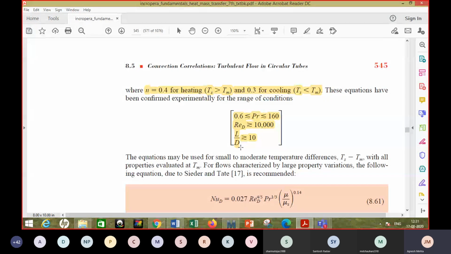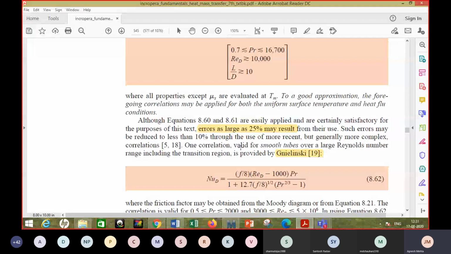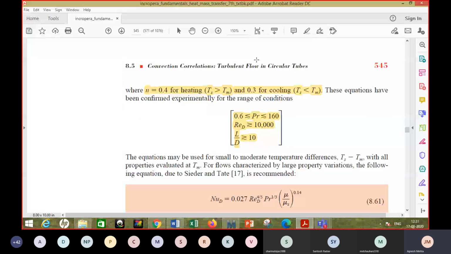There are other correlations also, and in some cases, particularly when your Reynolds number is not very high, here it is given that it should be more than 10,000. If it is somewhere between 2,300 and 10,000, in case you are interested in quick calculation, and if you find this formula to be simple, you may still use the Dittus-Boelter correlation, but then the result that you get, you can't expect it to be very accurate.